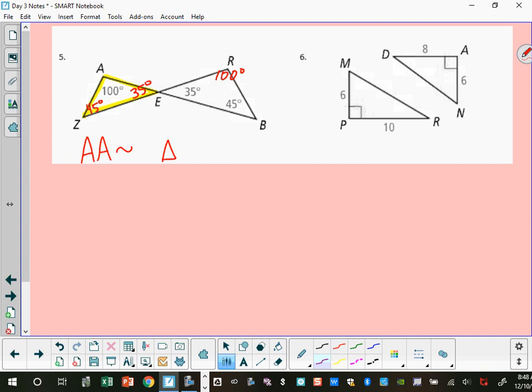So your similarity statement, let's say that triangle AZE.